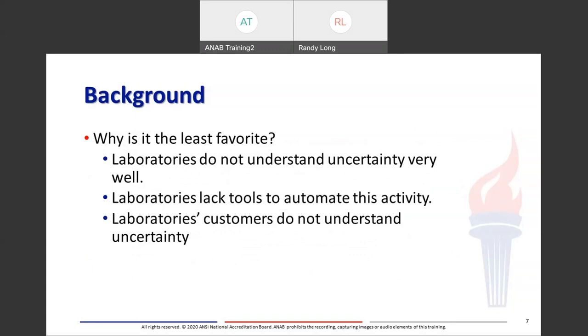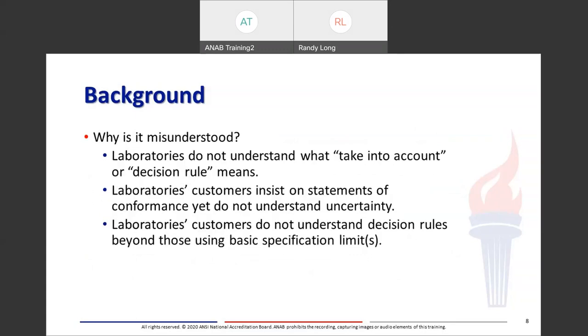Why is it the least favorite? Laboratories don't understand uncertainty very well. They lack tools to automate the activity, and of course, customers often don't understand uncertainty themselves. It's been misunderstood because what does take into account or decision rule actually mean? Laboratories' customers insist on statements of conformance, yet do not understand uncertainty. And then they don't understand the decision rules beyond the basic specification limits.